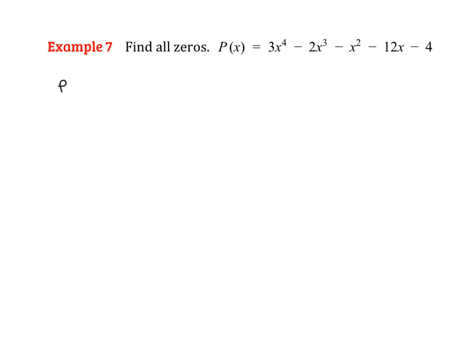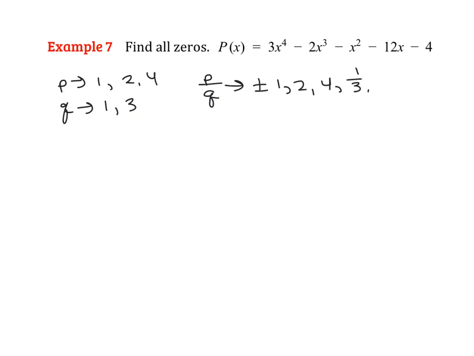So if I do my p-values, I have plus or minus 1, 2, or 4. For my q-values, I have plus or minus 1 and 3. So all of my possible combinations would be plus or minus 1 over 1, 2 over 1, 4 over 1, 1 over 3, 2 over 3, and 4 over 3. So let's try using 2 first, just because I have a hunch that that one will work.